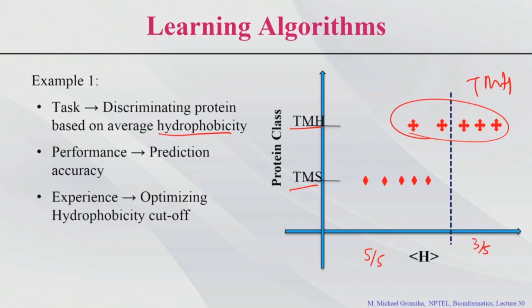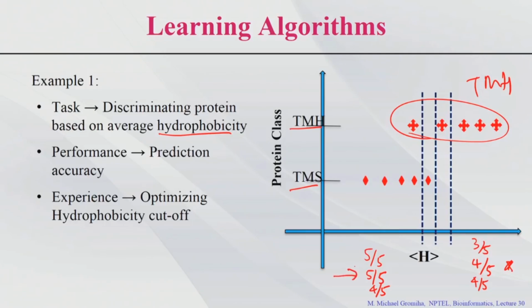Then we can set a different threshold. For example, if you put this threshold, what will happen? 5 by 5, 4 by 5. Which is better now? The second one is better. Then we try another threshold here. Now what will happen? 4 by 5, 4 by 5. So, among the 3 thresholds, which one is the best? The second one is the best. So, we can use different thresholds, optimize, see the performance, and find which one attains the best performance.